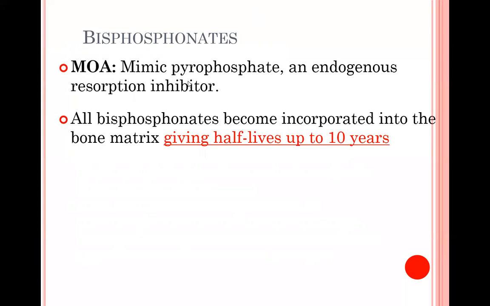So the mechanism of action for bisphosphonates is it mimics pyrophosphates, which is an endogenous resorption inhibitor. So it's preventing those osteoclasts. It's preventing the resorption of the bone. All bisphosphonates become incorporated into the bone matrix. So they all become a part of the bone, and they have a half-life, remember half-lives, of up to 10 years. So when you take a bisphosphonate, it is hanging around for a decade.